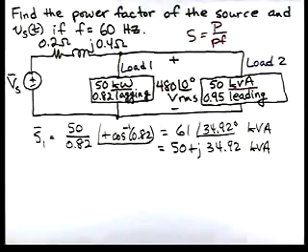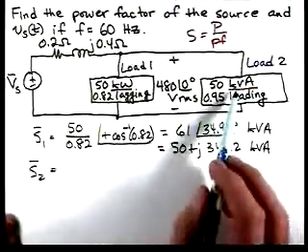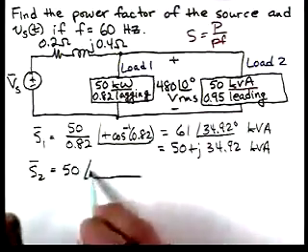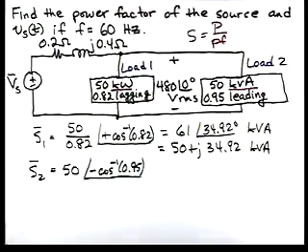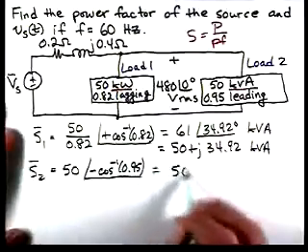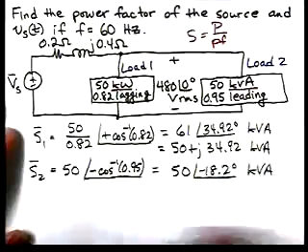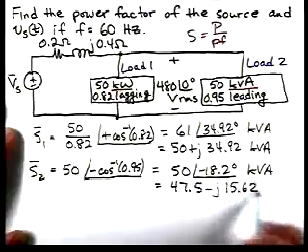Okay. Now for the second load, S2, now we're given kVA, so here this is 50. Because we're given apparent power, we don't have to divide by the power factor. Now the angle is minus cosine inverse 0.95, and it's minus because of the leading power factor. So we have 50 at an angle of minus 18.2 degrees kVA, or 47.5 minus j15.62 kVA.